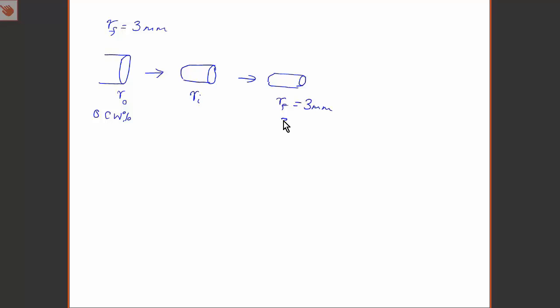But we know that we need to have 30% cold work in this state. So let's try to calculate the diameter of this intermediate step. In between these two steps, we are going to anneal. And here we're going to cold work. So I know that Ri squared minus RF squared over Ri squared must equal 0.3. So therefore, what I get is that the intermediate diameter must be 3.56 millimeters.